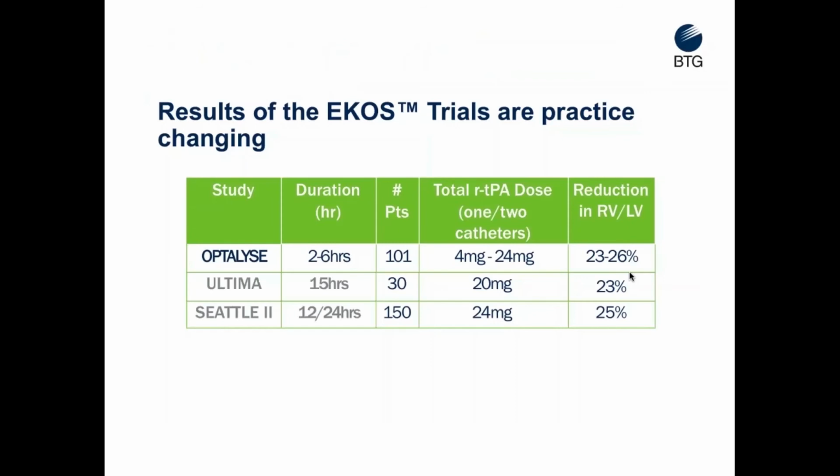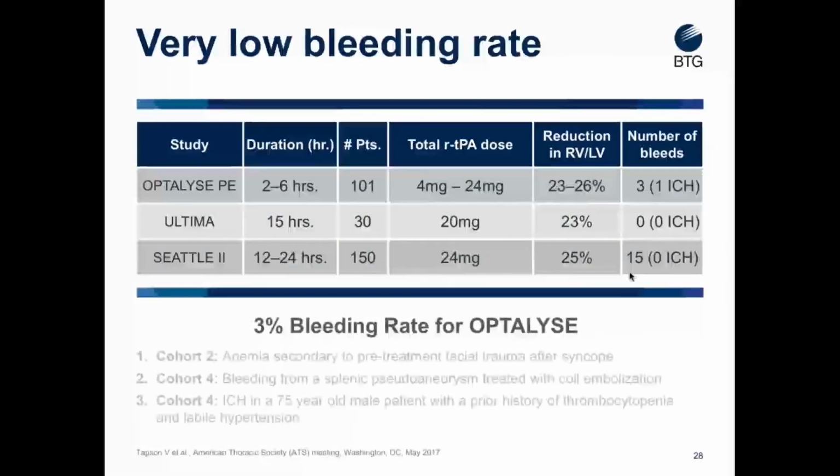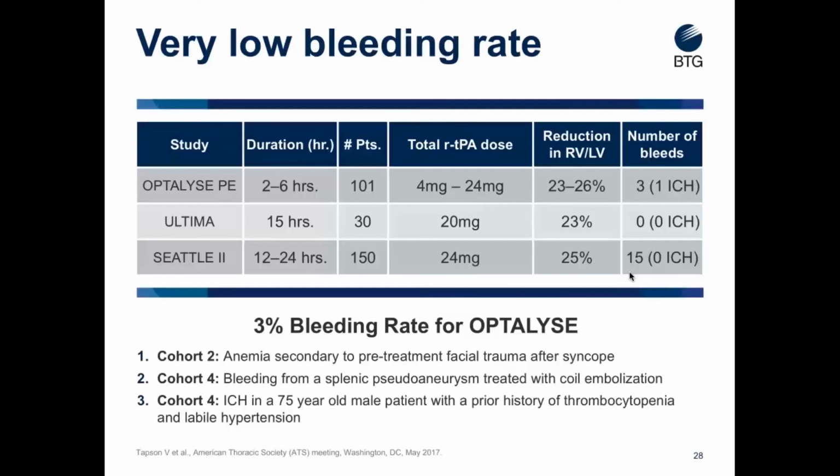The results of these EKOS trials are really, I think, practice changing. You have OPTALYSE, Ultima, and Seattle 2. You have over 280 patients. You have TPA dosing from 48 milligrams all the way down to 4 milligrams. And if you look at the right-hand column, the reduction in the RV-LV ratio is really the same. So we're really starting to see convincing and compelling data on lower lytic dosing, even lower than what we saw in Seattle 2: lower lytic dosing, lower duration, with similar efficacy.